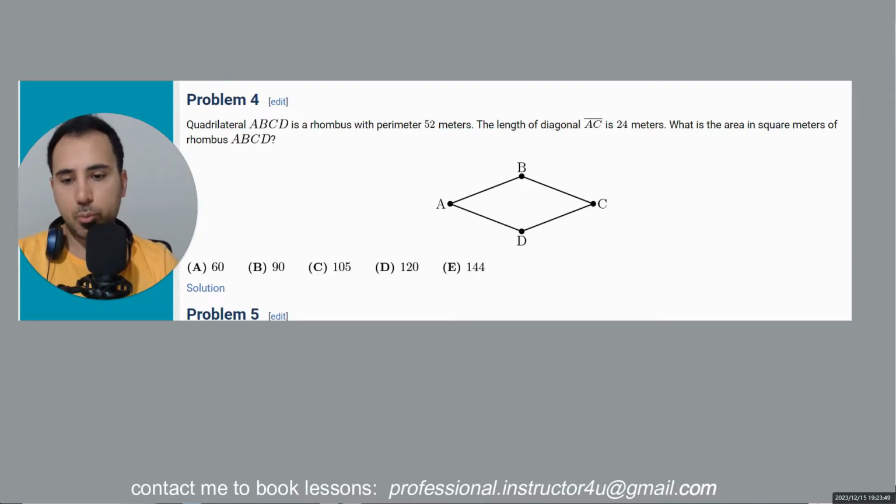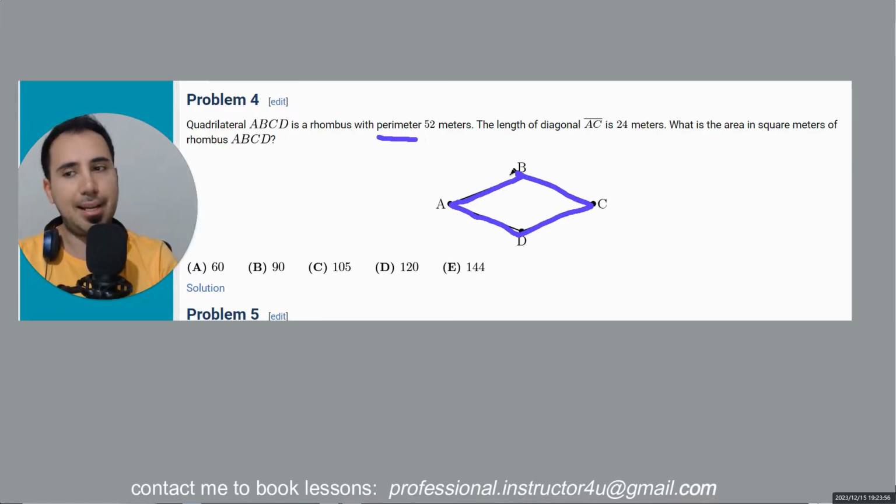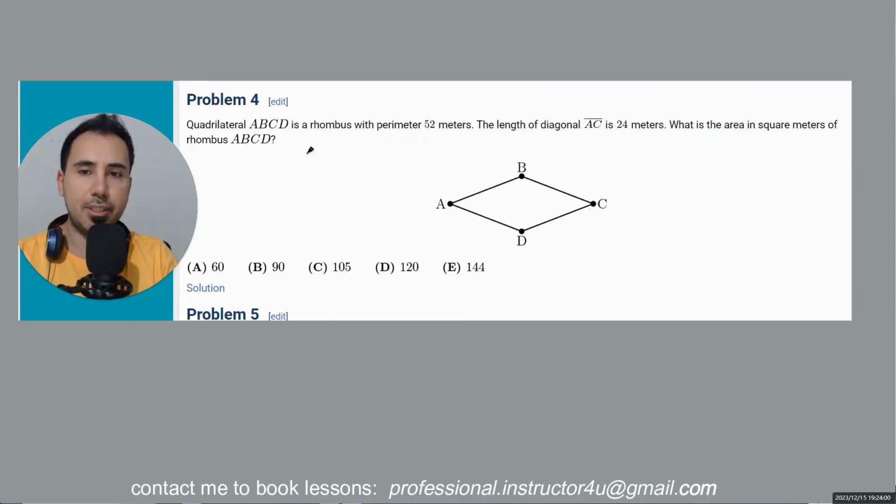Okay, so one thing, perimeter is what? Perimeter is all of this. It has 4 equal sides, edges. So 52 divided by 4 is actually 13.